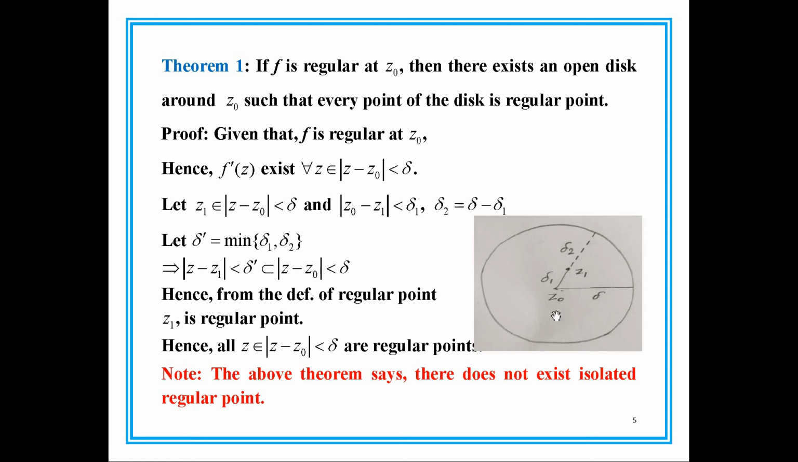So in that case, what will happen? If I take z1 as the center, then modulus of z minus z1 will be less than delta dash, because it will satisfy the condition of delta 1. And obviously it is a subset of the whole disk, so a subset of modulus of z minus z0 less than delta. So our definition of regular point says that z1 is a regular point. So in general, all z belonging to this disk, mod z minus z0 less than delta, are regular points. So there does not exist an isolated regular point. That is the conclusion from this result.